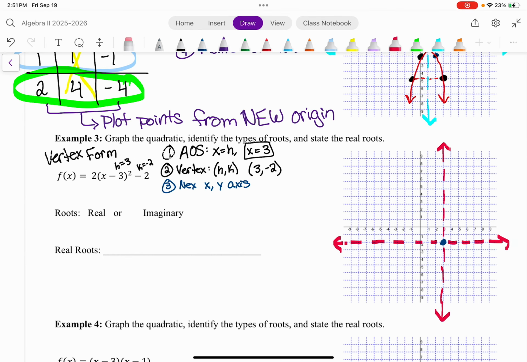Once you have that, step 4 is to make your table. And remember, your table should be the same every single time, except for the last column. So we're going to start with our x value, our x squared, and then a times x squared. And in this one, if we look, our a value is the number in front of the parentheses. a is equal to 2. So our graph is going to be narrower than last time.